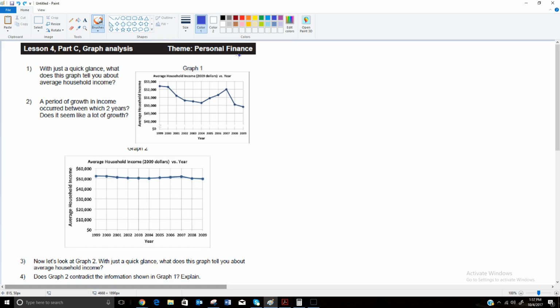And we're still on the theme of personal finance, but now we're going to look at some graphs. It says, with just a quick glance, what does this graph tell you about average household income? When you're looking at a graph, in order to understand it, you want to read any labels or axes that are labeled and the title to figure out what this graph is about before you make any decisions. So over here it says that this is average household income.